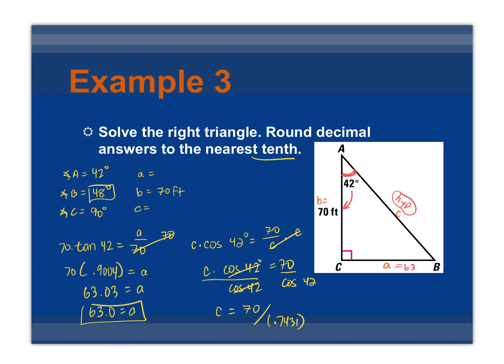The cosine of 42 equals 0.7431. So I'm going to do 70 divided by cosine of 42, and I get 94.2. So I know that my hypotenuse is 94.2 units. And so there, I solved my triangle. I know angle B is 48 degrees. So I come back over to here. Side a was 63 feet, and side c was 94.2, and now I have all my measures, and that's what's called solving the triangle.